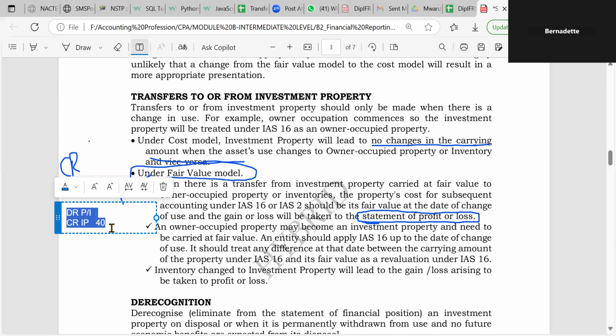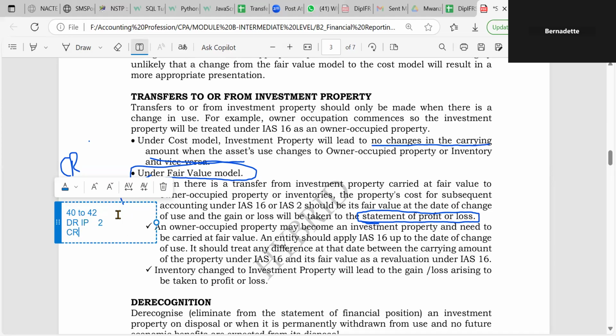So inventory. If you revalue it, let's say you had the investment property at 40. I would say, okay, maybe the value has changed. It was 40, but now its fair value is 42. It has increased by 2. So I would say, first I treat it as investment property. So I would say debit investment property by 2, increase it by 2, right?